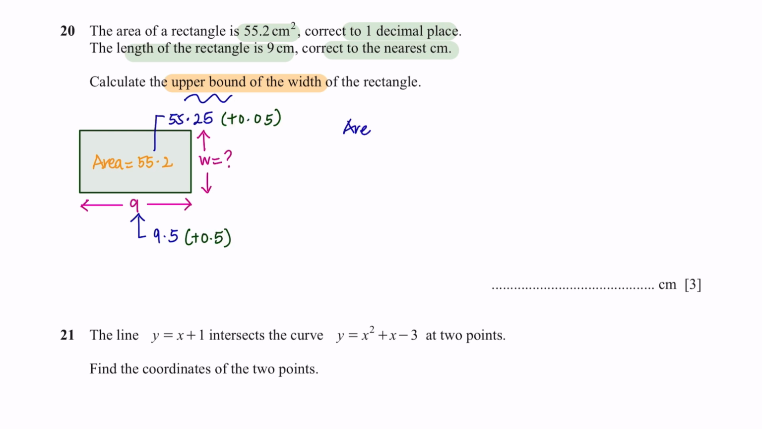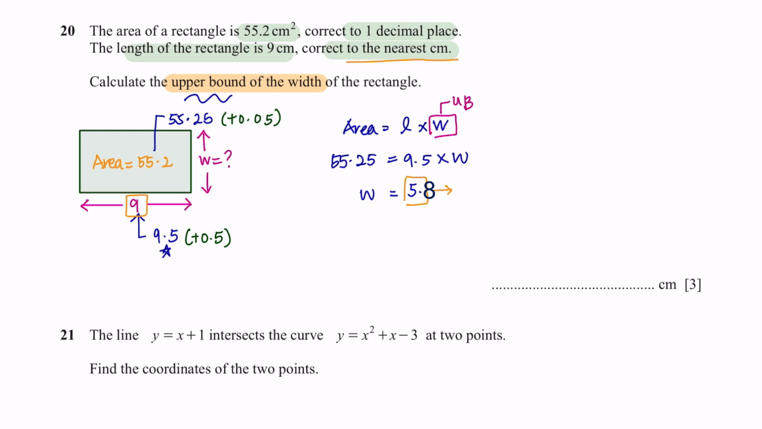The formula of area is length times width. Since we're looking to find the upper bound of the width, we are going to find the upper bound area and the upper bound length. We will get a width of 5.8 centimeters. The length of the rectangle was corrected to the nearest centimeter, so we will do the same for the width. Corrected to the nearest centimeter is 6 centimeters. And since we're looking to find the upper bound, we're going to add on half the degree of accuracy. So the upper bound would be 6.5 centimeters.